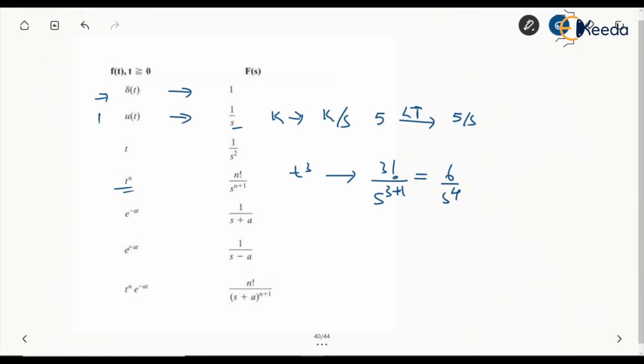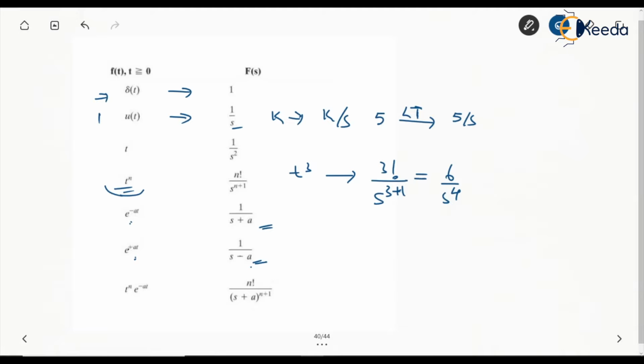If there is some exponential function, maybe e to the power minus at or e to the power plus at, then we'll have the exactly opposite sign. So if it is e to the power minus at, we'll have 1 by s plus a. If it is e to the power plus at, it is 1 by s minus a. This will also have effect on t to the power of n, which we say frequency shift. We'll see that frequency shift.